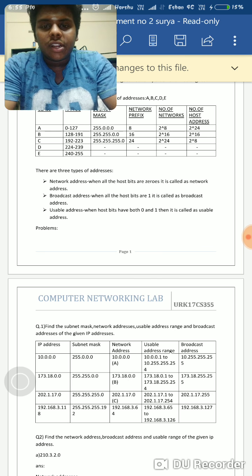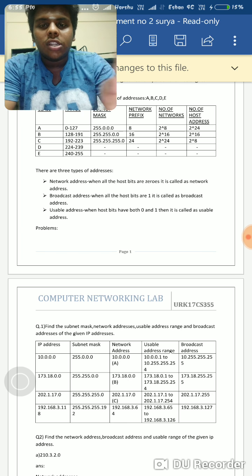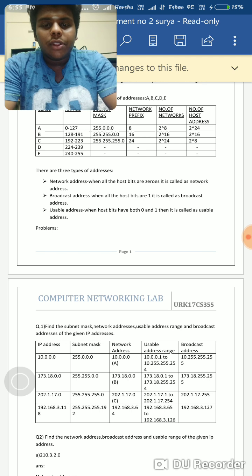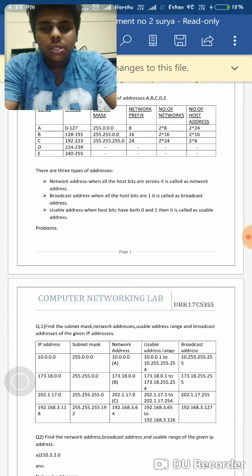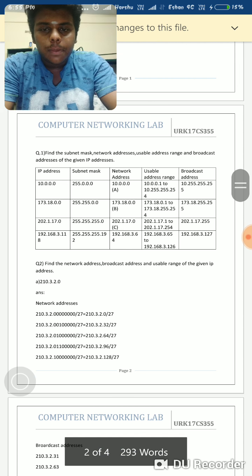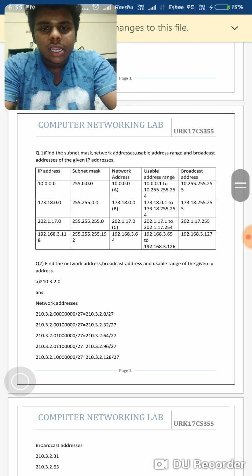There are three types of address. Network address: when all the host bits are 0, it is called the network address. Broadcast address: when all the host bits are 1, it is called the broadcast address. Usable address: when the host bits are between 0 and 1, it is known as a usable address. There are some examples in the next 3 slides.